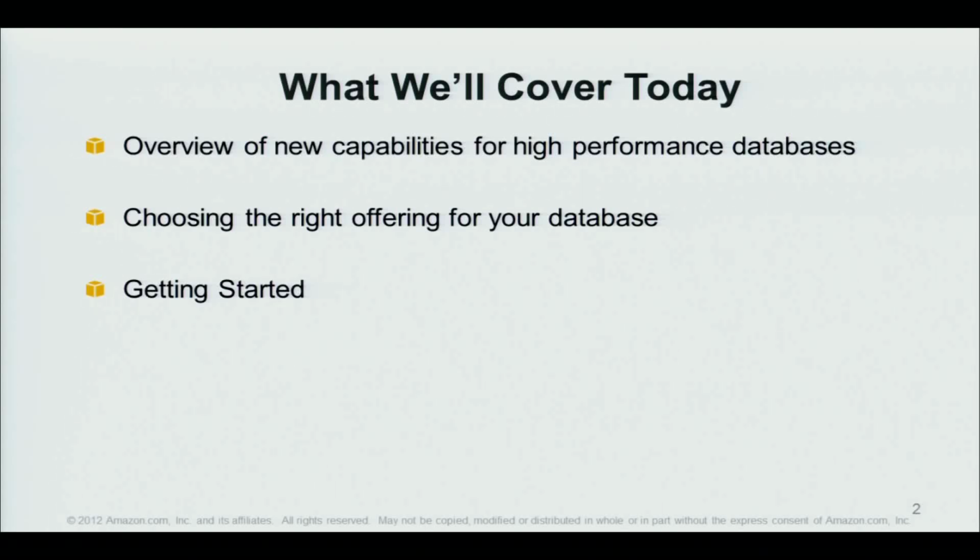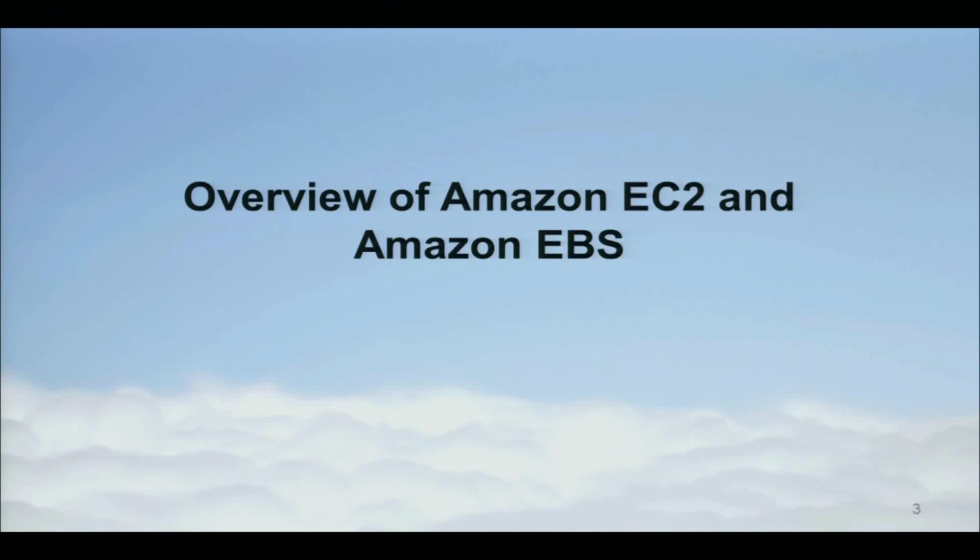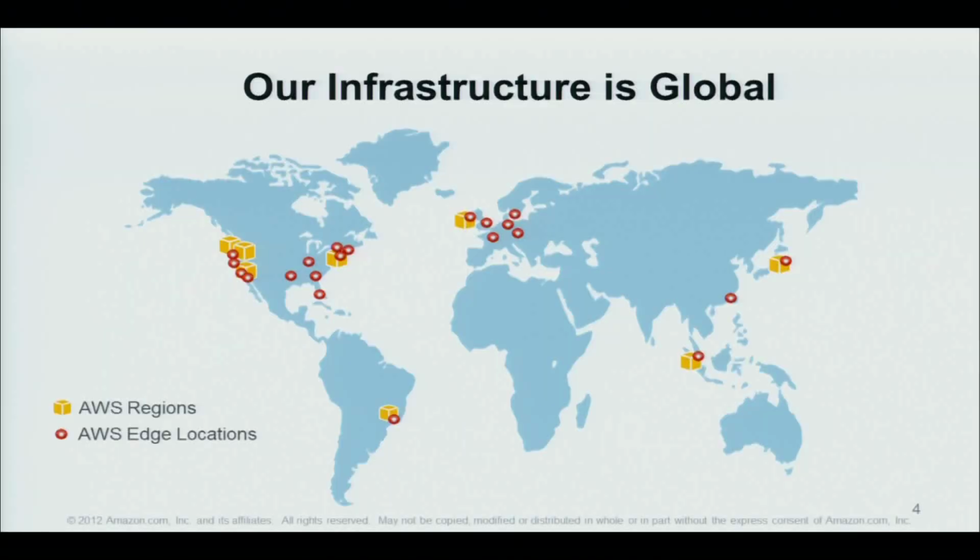But before we jump into these new capabilities, I first want to cover a quick overview of Amazon EC2 and our Amazon EBS service. So Amazon EC2 and Amazon EBS are offered in a number of locations around the globe today. Amazon Web Services has 7 public regions. We have several regions in North America. We have a region in South America, one in the EU, Singapore, and Japan. And we also have a GovCloud region as well.